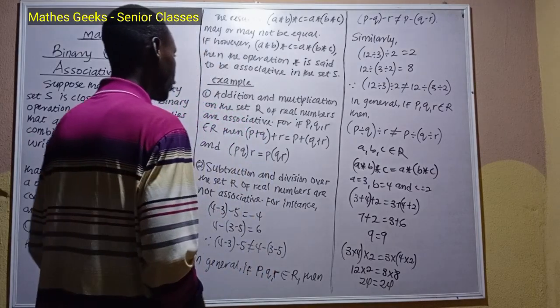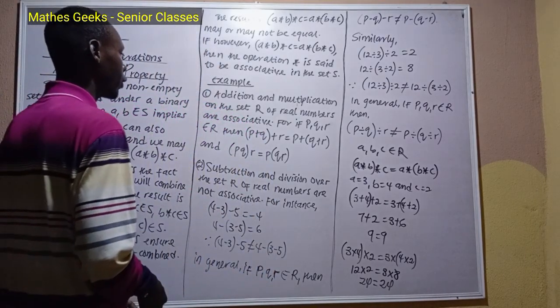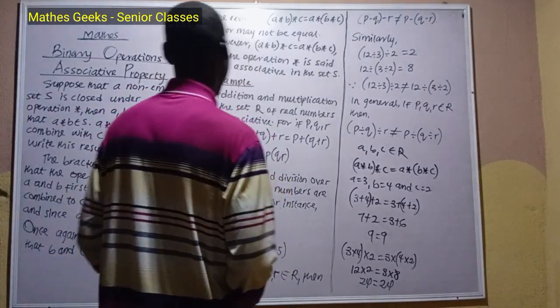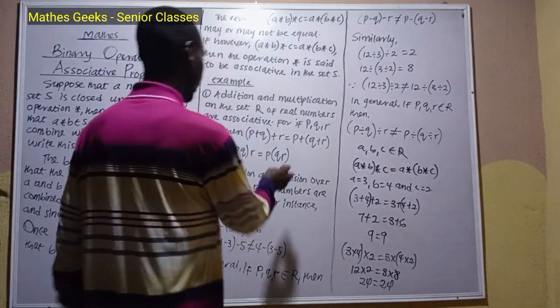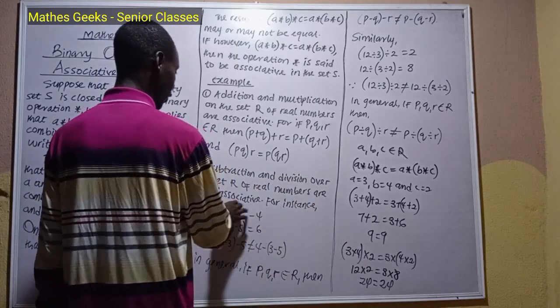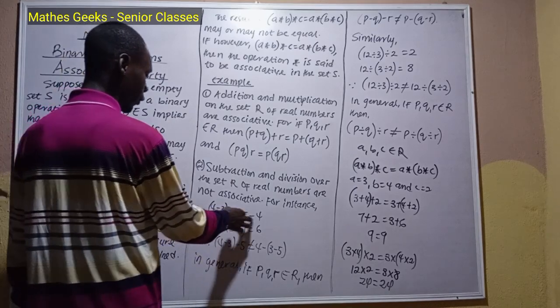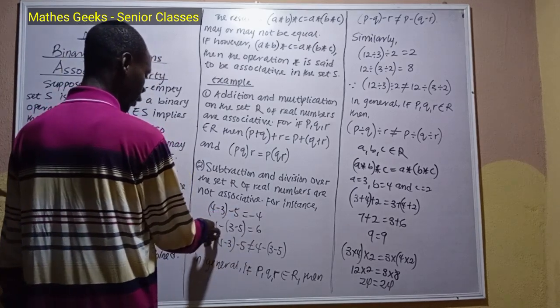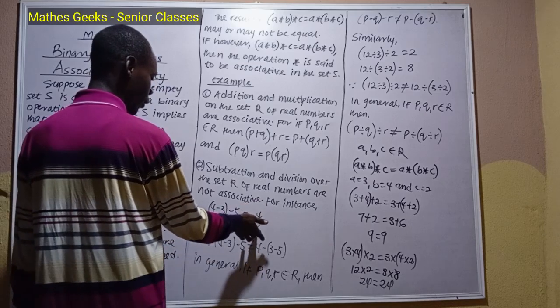That's what it implies. So generally, addition and multiplication on a set R of real numbers are associative. On the other hand, subtraction and division over the set R of real numbers are not associative. For instance, (4 minus 3) minus 5 is equal to minus 4, but 4 minus (3 minus 5) is equal to 6. So minus 4 is not equal to 6.